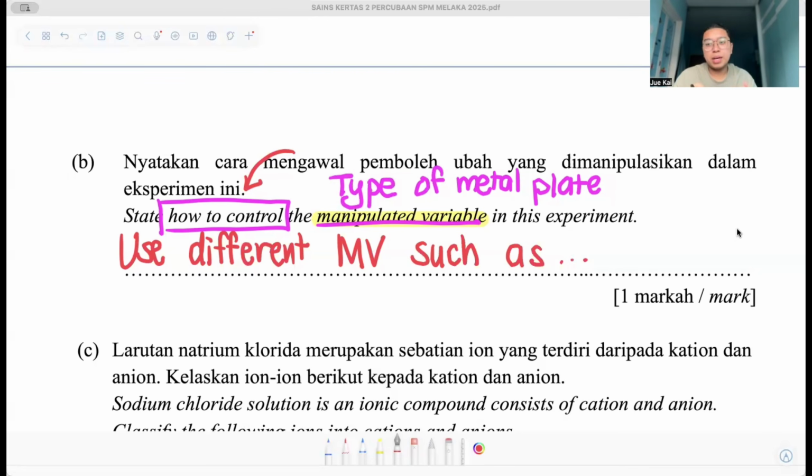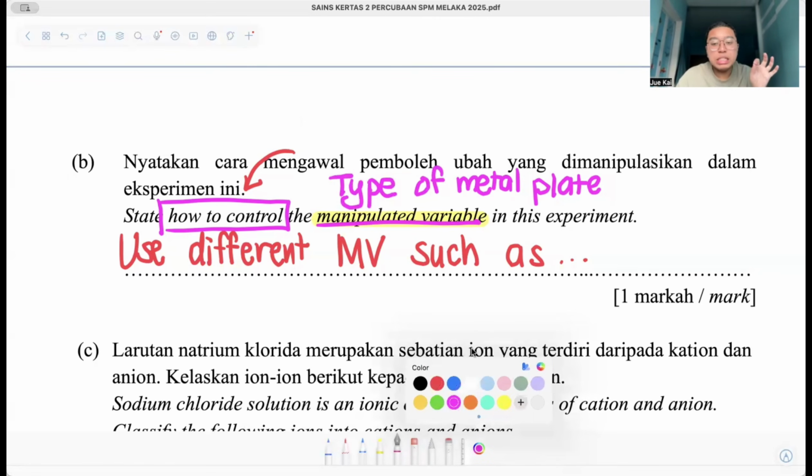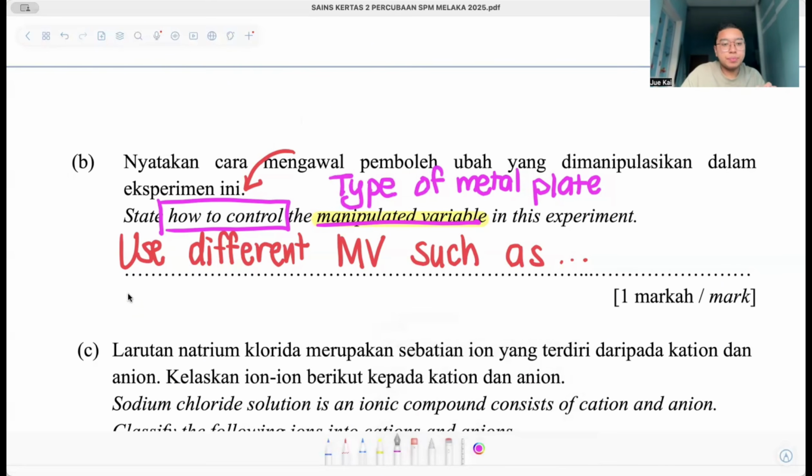Okay, I used typing because that day the pen was not functioning. So you can copy or screenshot, depends on yourself. Okay, so for this question, I just need to write down use different. What is my MV? My MV is type of metal plate. Type of metal plate, right?